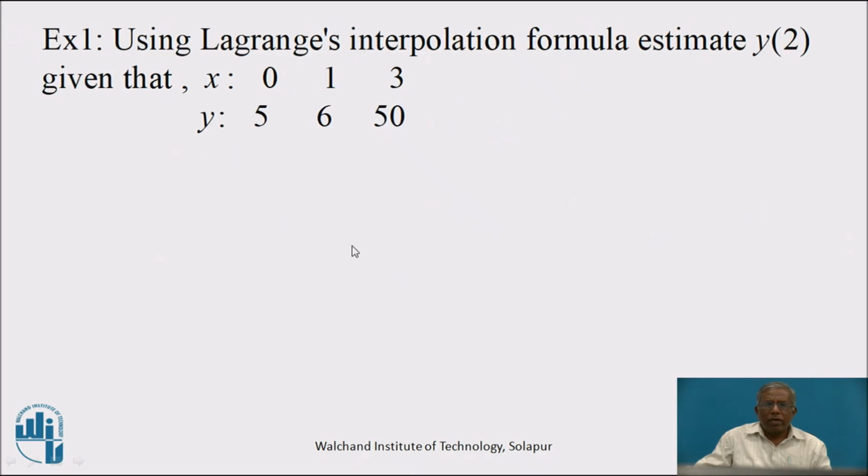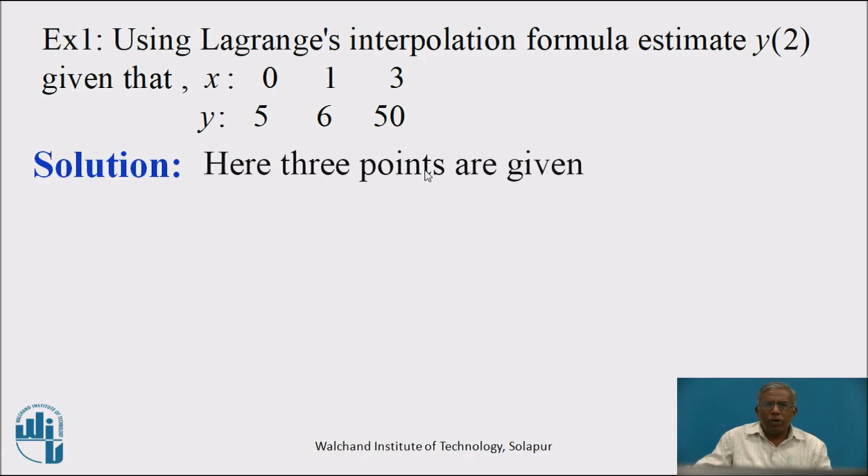Now let us consider one example. Using Lagrange's interpolation formula, estimate the value of y at x equal to 2 for the given data. The x values are 0, 1, 3 and the y values are 5, 6, 50. Solution. Here 3 points are given.